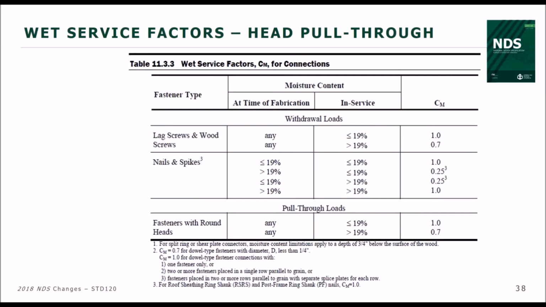And then also when we're dealing with wet service use factors, we've added provisions related to the moisture content and pull-through also for those fasteners, specifically to distinguish between roof sheathing ring shank nails, that's RS, and post frame ring shank nails from other types of nails.